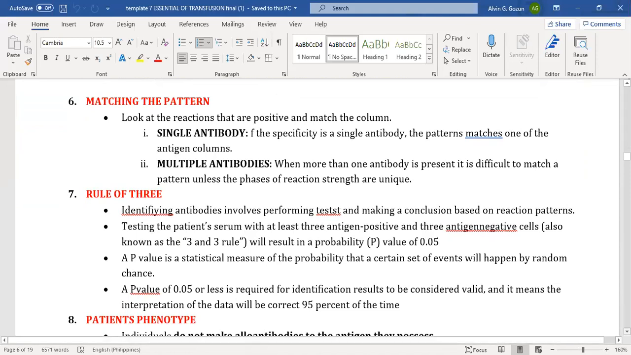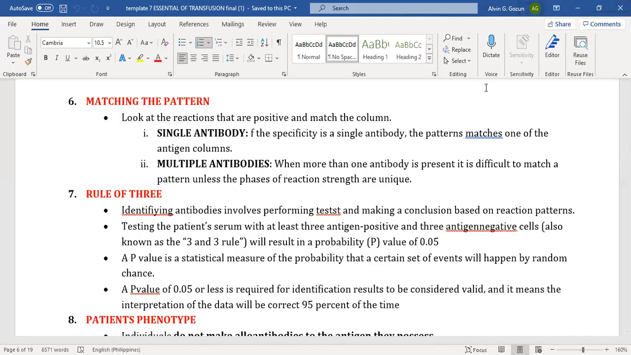Multiple antibodies, when more than one antibody is present, it is difficult to match a pattern unless the phases of reaction strength are unique. So ito, babalaan ko lang kayo guys. Huwag kayo matakot, hindi talaga ako maglalabas ng panel sa exam. Buti sana kung face-to-face to kaya ko magbigay. But now, hindi siya possible na magbigay ng panel. Paano nyo gagawin? Pero anyway, at least alam nyo naman. Hindi naman siya lumalabas sa board exam. Sinasabi ko nga sa inyo.